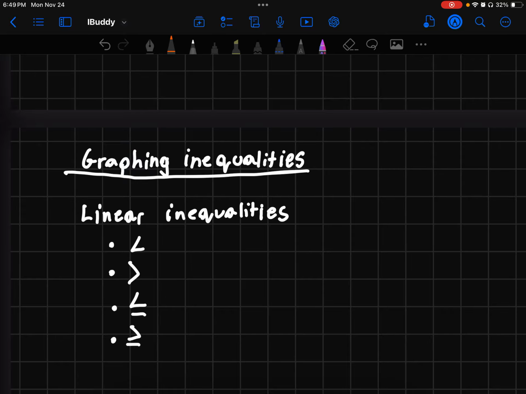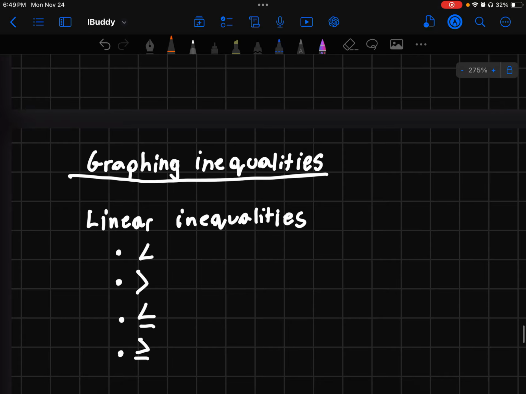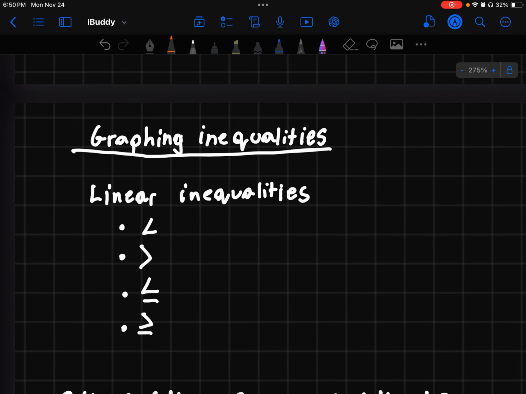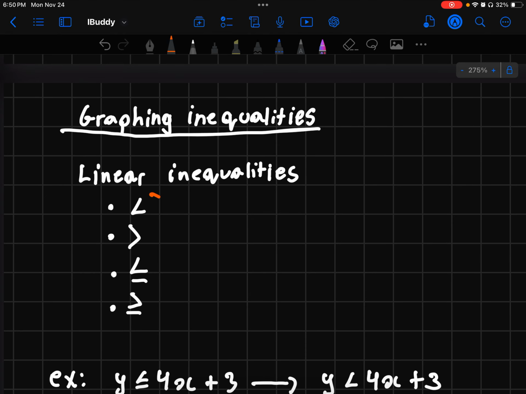So today we'll be going over graphing inequalities. We've already gone over graphing normal equations, but now we'll be going over graphing inequalities. This is basically where these symbols replace the equal sign. Instead of the equal sign, you won't see an equal sign in this. You'll see one of these. So let's go over what these mean quickly.